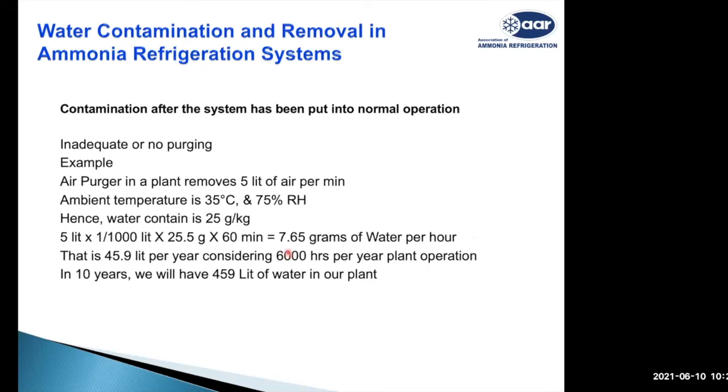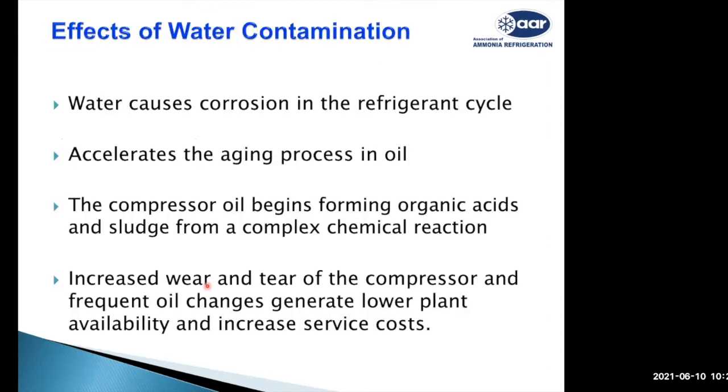So simply because your purger is not working or your air is entering, you can have around 500 liters of water accumulated in the plant over 10 years. This is one of the sources of getting water into the system. So what happens when there is water in my system, what's wrong? I drink water every day. My human body needs water, but it does not mean it is good for the refrigeration plant.